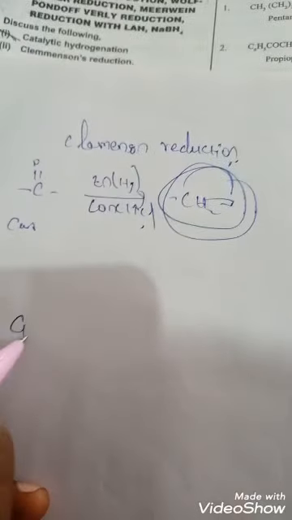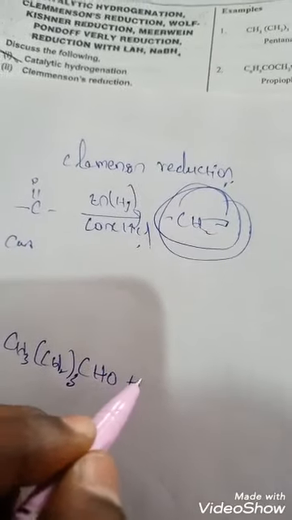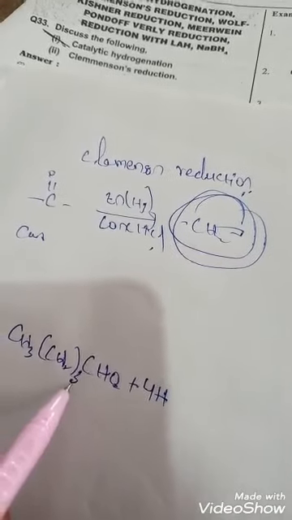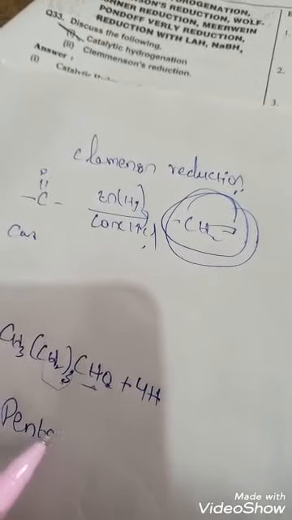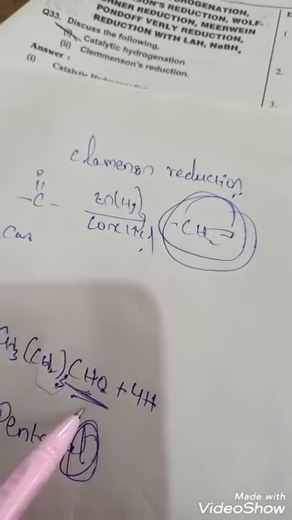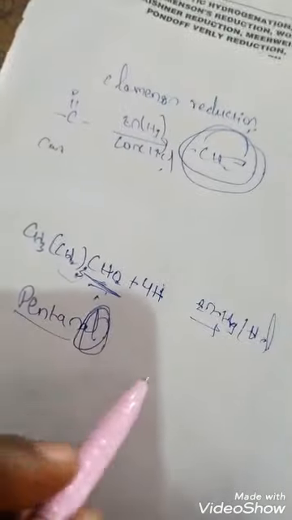The product is the parent alkane. For example, we can take CH3(CH2)3CHO plus 4H. Counting carbons: 1, 2, 3, 4, 5, so it is pentanal. All of it comes from the CHO group, which is the aldehyde group. In presence of 4H and zinc amalgam, what happens?